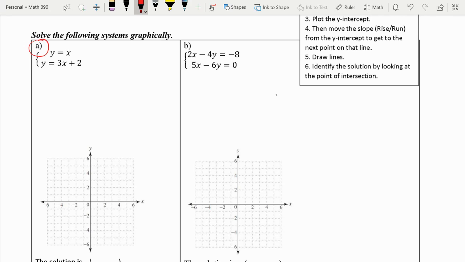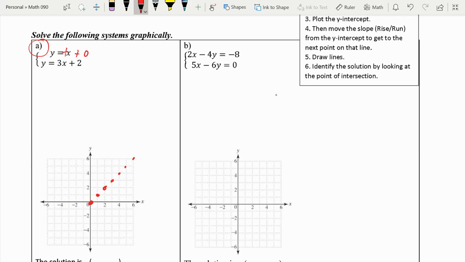So y equals x. You guys know that this is x plus 0. So where am I going to start? I'm going to start right there, at the origin. And then what's the slope? The slope is 1 over 1. So go up 1, to the right 1, up 1, to the right 1. We're just going to keep doing that.